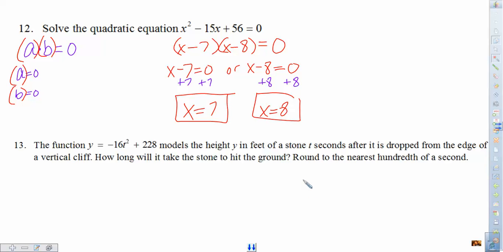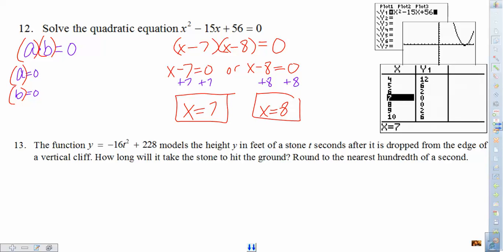I can think of another fast way of doing this problem. We could have actually just graphed it. We could have typed in x squared minus 15x plus 56 into our graphing calculator. Look at the graph. Notice that it tells us we should be looking for positive x's for our zeros. And sure enough, right there are two zeros for us. Oh look, 7 and 8.